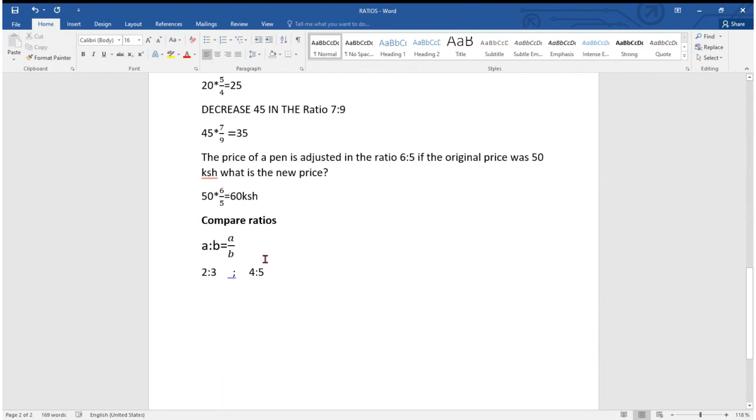Okay. Let's compare ratios now. We want to compare the ratio 2 is to 3 and 4 over 5, and see which one is bigger and which one is smaller. You can do this in 3 ways. So I'm just going to start the first way here.